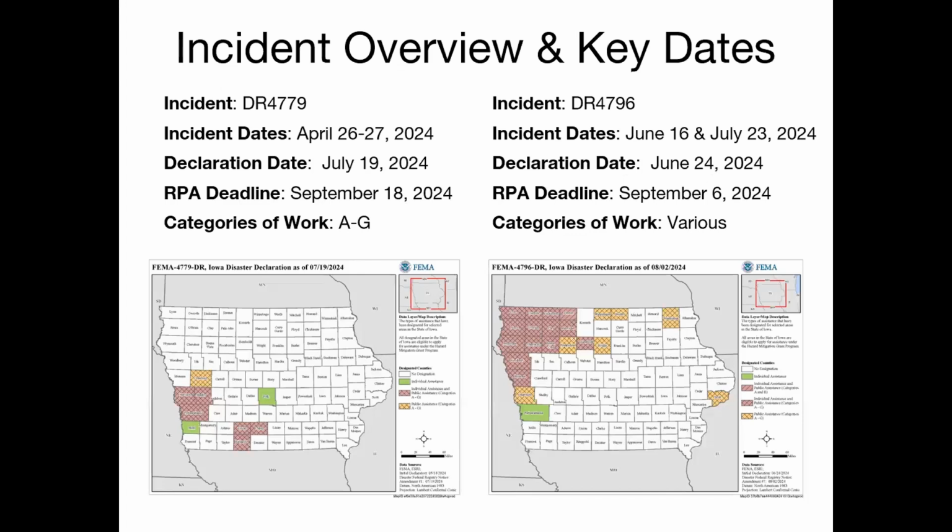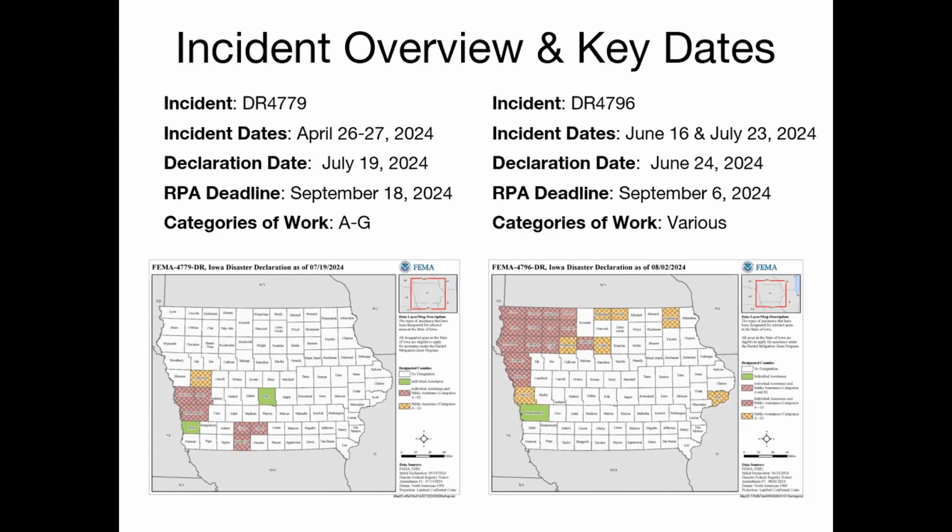We've received 2 presidential disaster declarations: disaster 4779 for the April storms and tornadoes, and disaster 4796 for the June flooding that ended July 23rd. These declarations activate the public assistance grant program where eligible applicants can apply for federal grant funding with FEMA. The declaration identifies the designated areas, the eligible categories of work, and key dates, including the deadline to submit a request for public assistance, also referred to as an RPA.